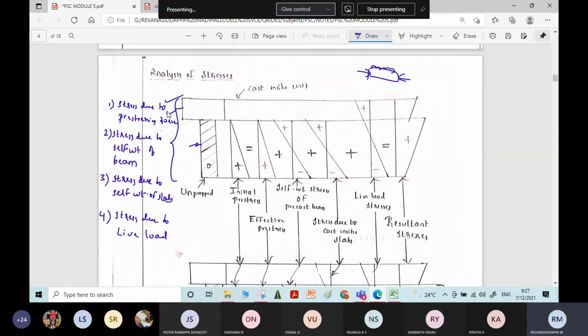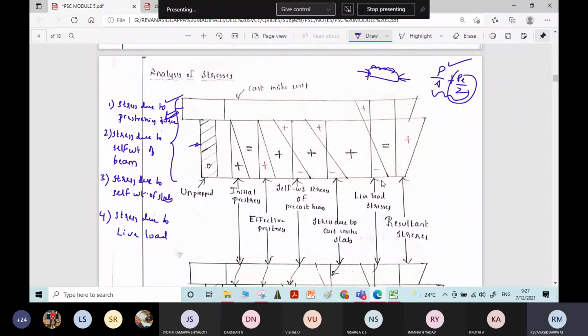The stress due to pre-stressing force. The same principle we have to use here to find the stress due to pre-stressing force. That is P by A plus P by Z formula. If the pre-stressing force acts at some eccentricity, then this P by Z will come into picture. Otherwise, only P by A. By this you will get stress due to pre-stressing force.